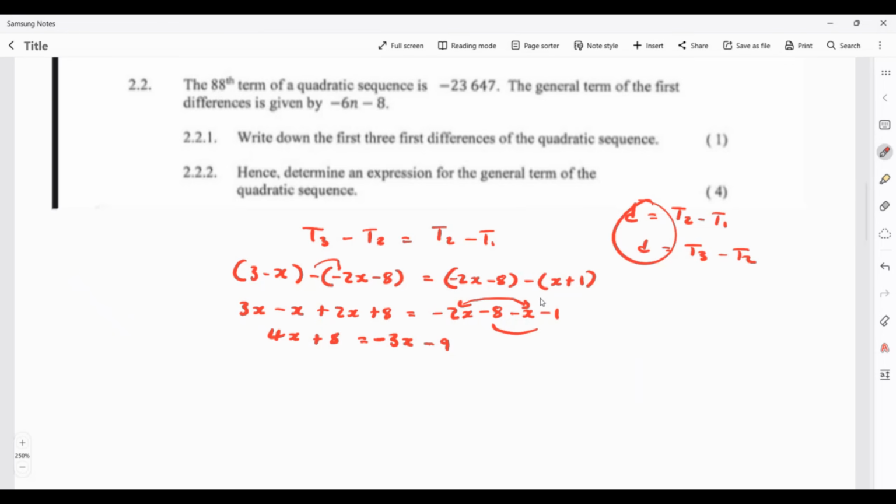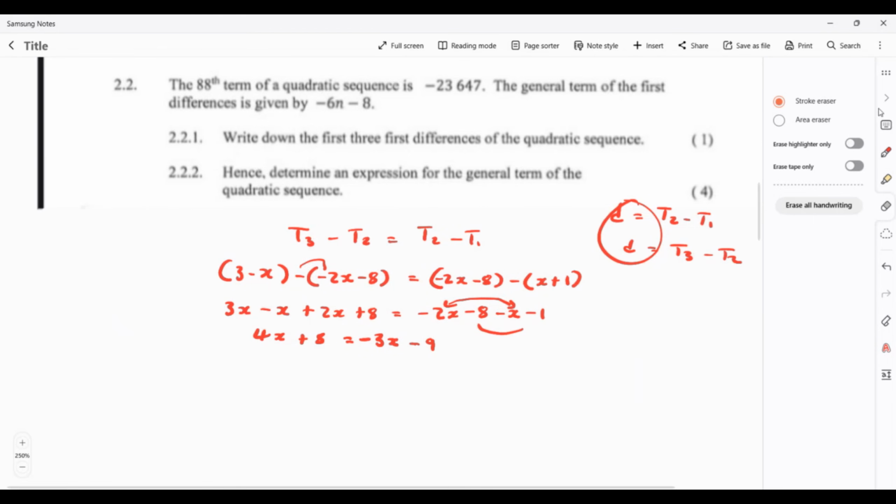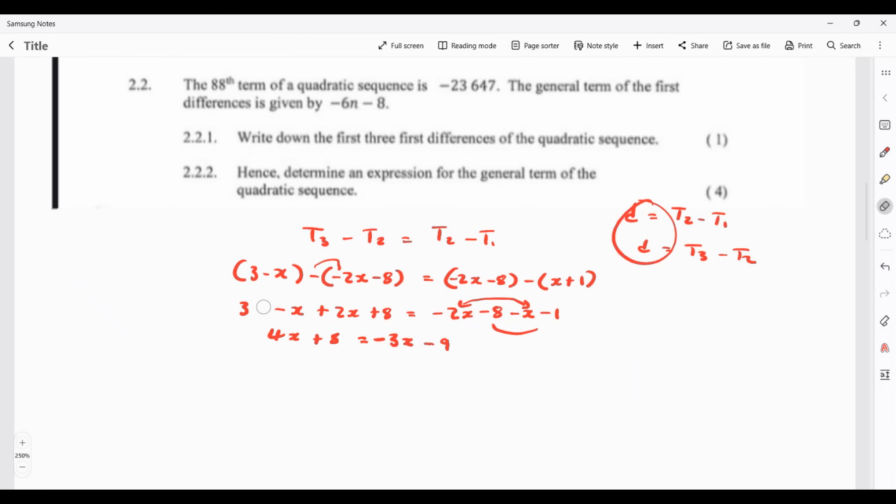Let me verify. This one I'm good. This one I'm good. And then for this one, I feel like I made a mistake. Oh yeah, I see. This one is actually 3, not 3x. It is just 3 as it is, because now I see my numbers are not adding up. That one was just 3. Let me verify if I made another mistake. 2x. Yes, now it's sorted.